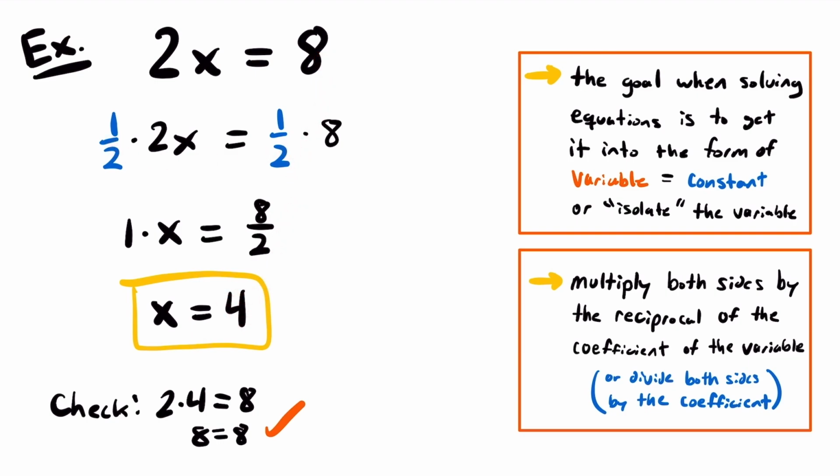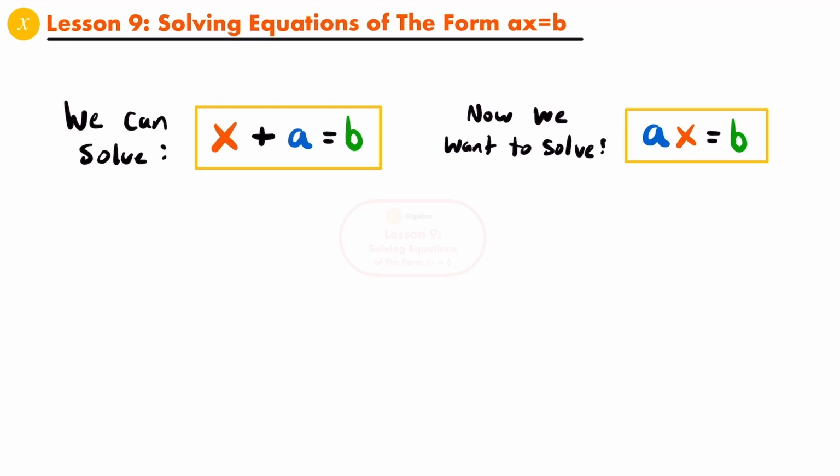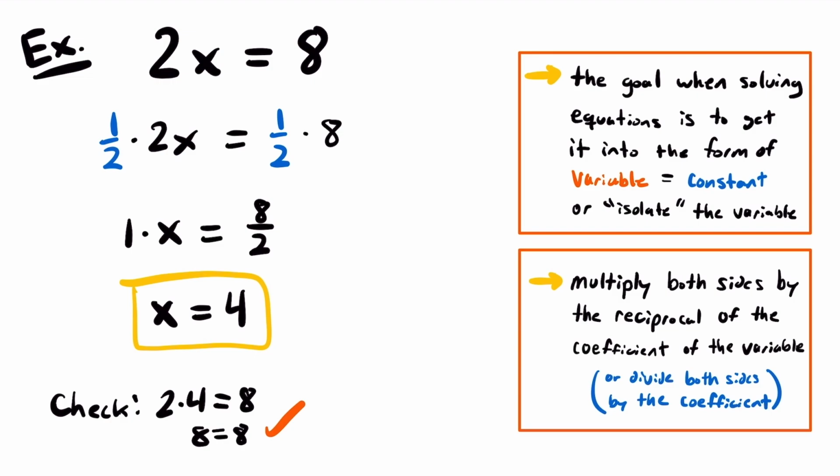Multiplying by 1/2 is the same as dividing by 2, and so however you want to think about it is fine. If you want to think about solving these equations as multiplying both sides by the reciprocal of the coefficient of the variable, feel free to do that, but you could also think of it as just dividing both sides by that coefficient. All right, and so that's the process.